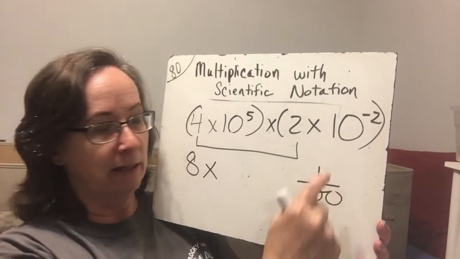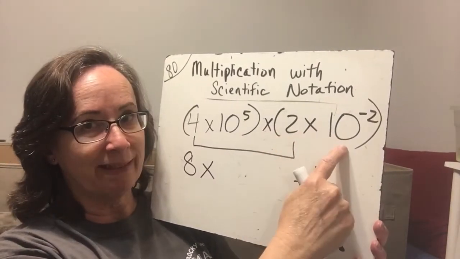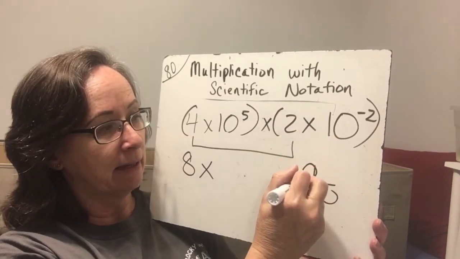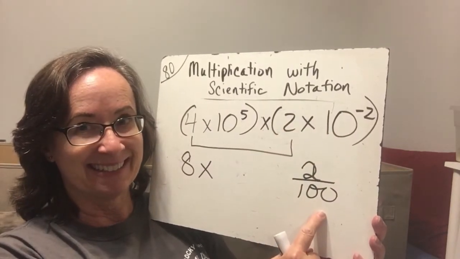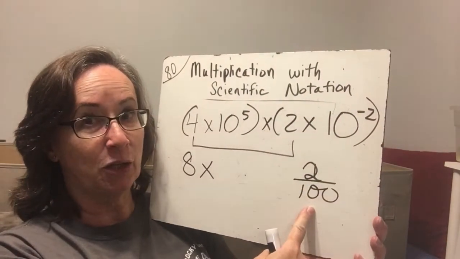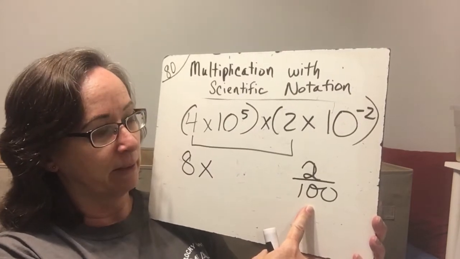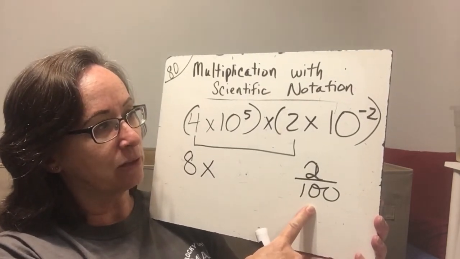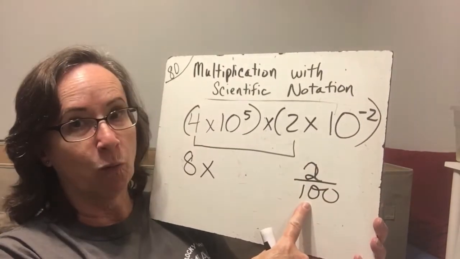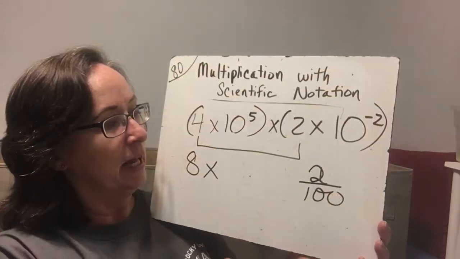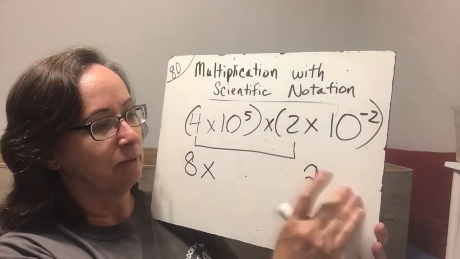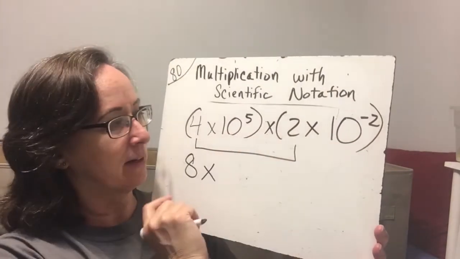So if we were going to write this in standard form, it would be 2 divided by 100. Okay, 2 times 10 to the negative 2 is 2 over 100. And that's effectively going to wind up being 1 over 50 when we get done. But let's go ahead. We're not writing it in standard form right now. We're multiplying the 2 together.